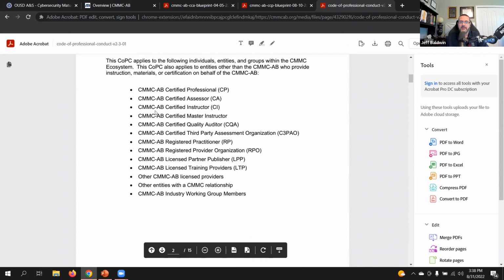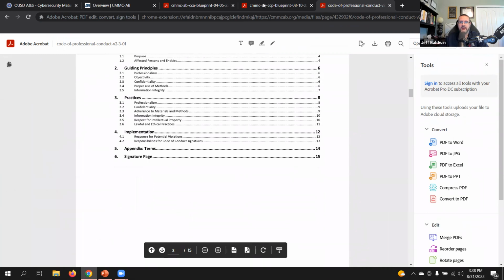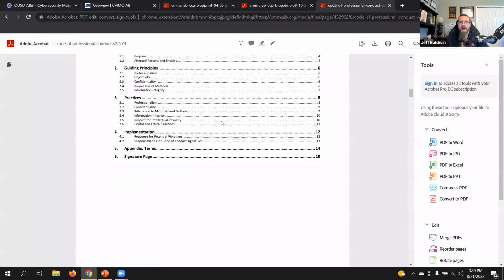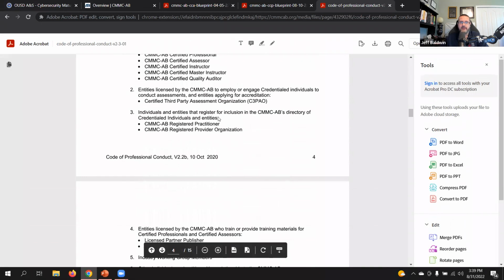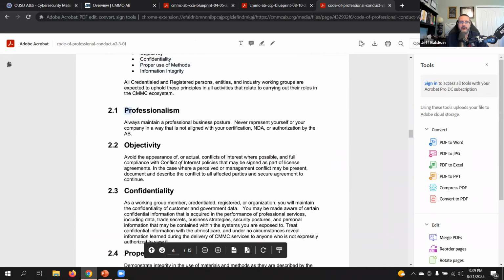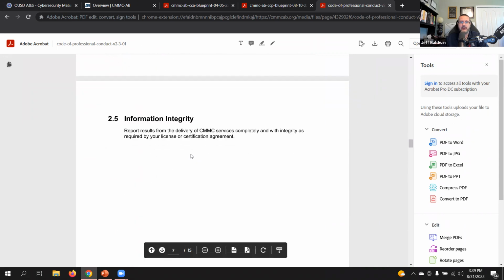Basically, anybody in the ecosystem, anyone in the marketplace has to follow this Code of Professional Conduct. The blueprint kind of hits on some of the main topics. So for studying for this, you would want to basically review this. And some of these guiding principles you definitely would want to understand, and all of them are defined down here.